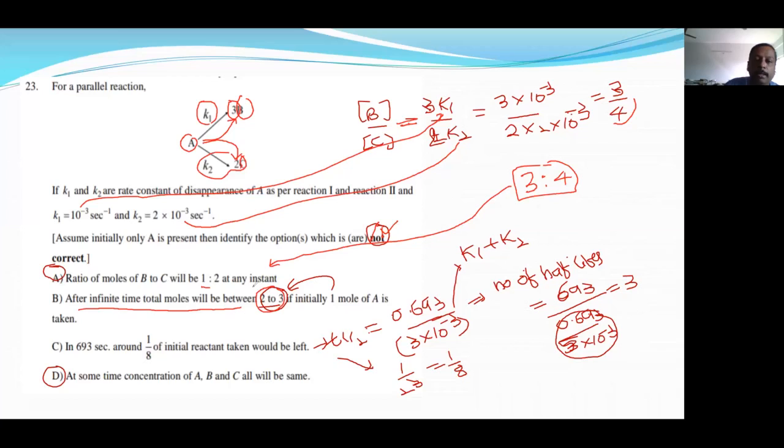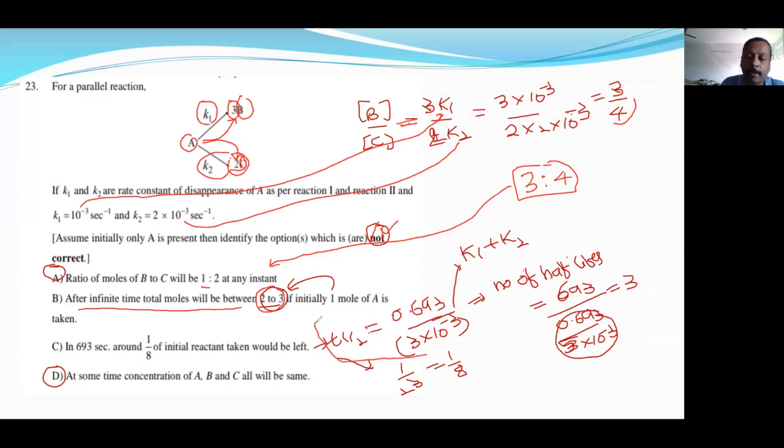You can understand. When A proceeds only in the C direction, moles of the product will be only 2. When A proceeds in the B direction, the moles produced will be only 3. But it is going in either direction, so it will be between 2 and 3. And here this derivation is there.